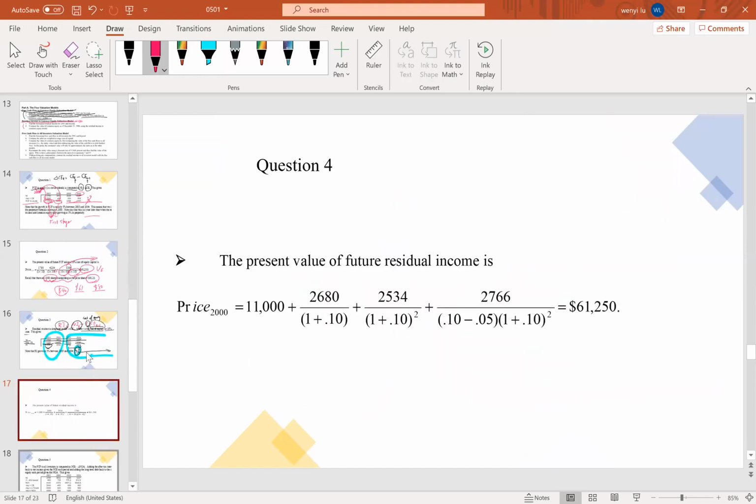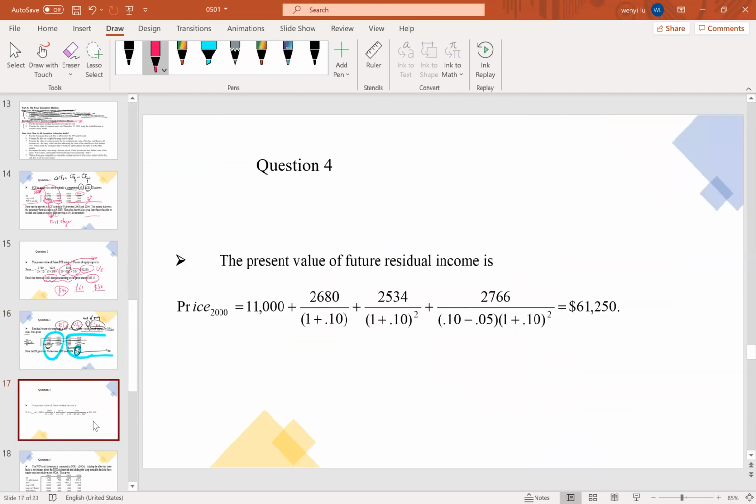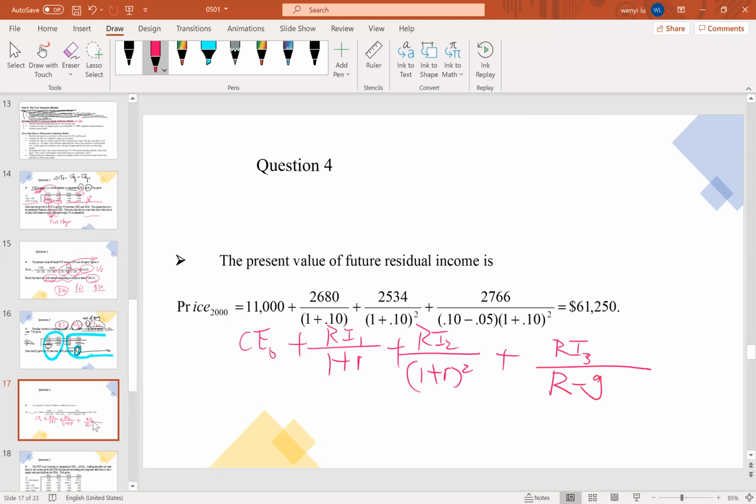So first, we know our residual income. We will solve the price for the whole entities, which will equal the common equities at time 0, plus the residual income at time 1 over 1 plus R, plus the residual income at time 2 over 1 plus R squared, plus the residual income in time 3, and this one will grow with 5%, so we have R minus g, that's for the perpetuities, and this will be divided by 1 plus R squared. You discount these perpetuities to time 0 also. So that's how to do the valuations.